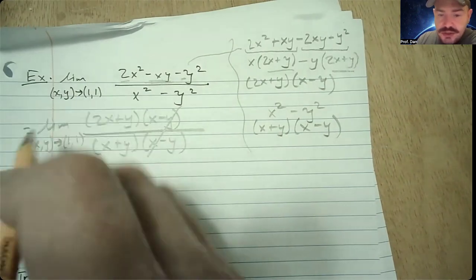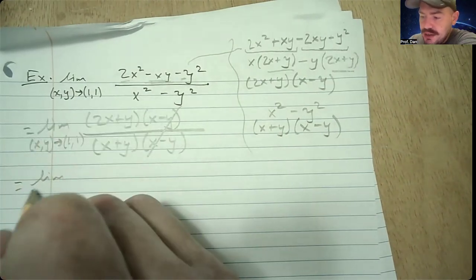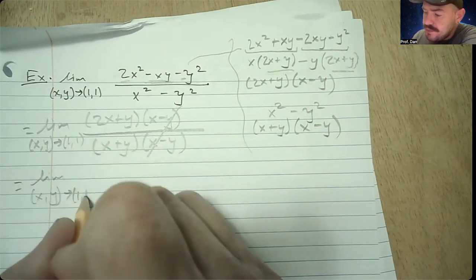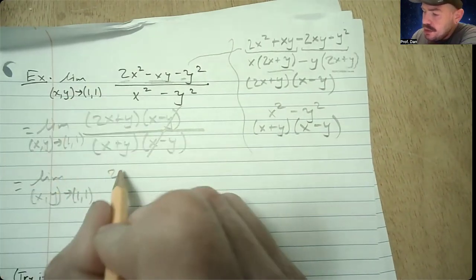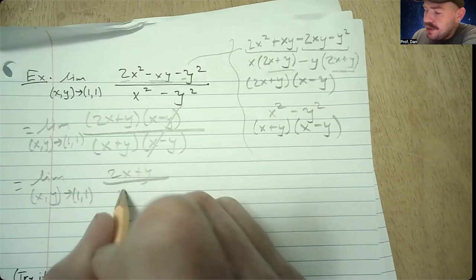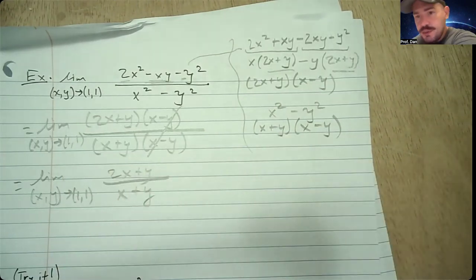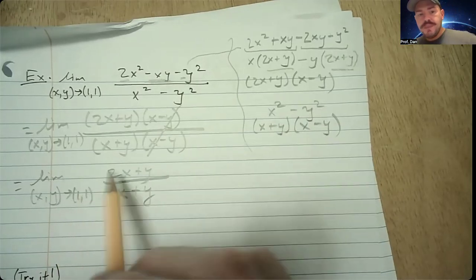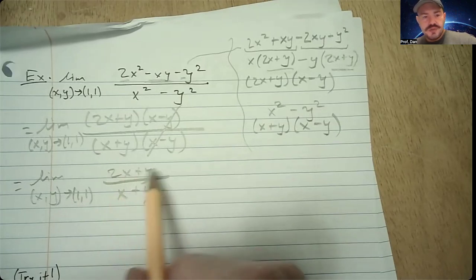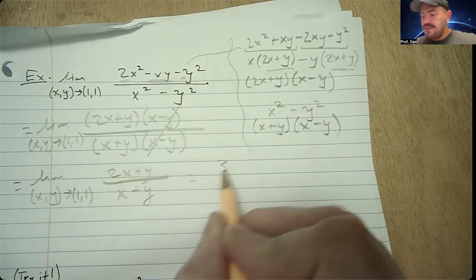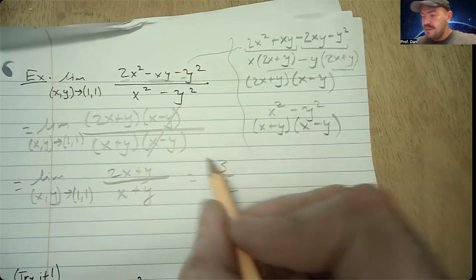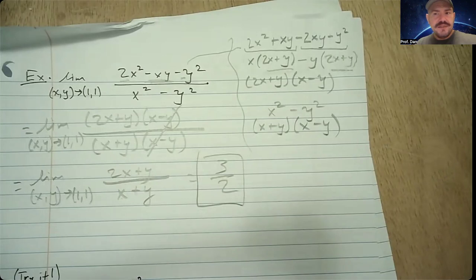So we're basically just doing the limit as x, y approaches 1, 1 of 2x plus y over x plus y. Okay, now if we go back to our original thing to try, we can plug in 1 for x and 1 for y. So I get 2 plus 1, 3 in the numerator, and 1 plus 1, 2 in the denominator, which means that my limit is 3 halves.